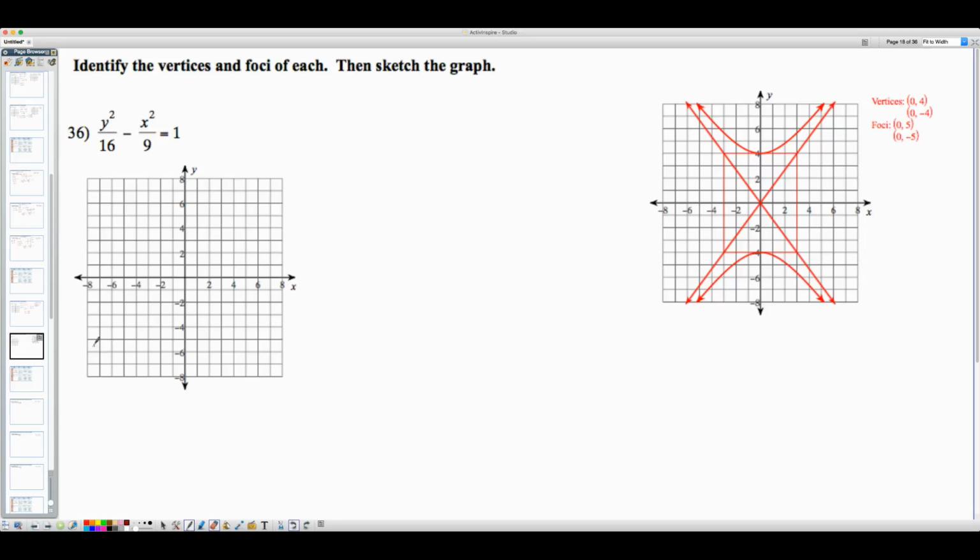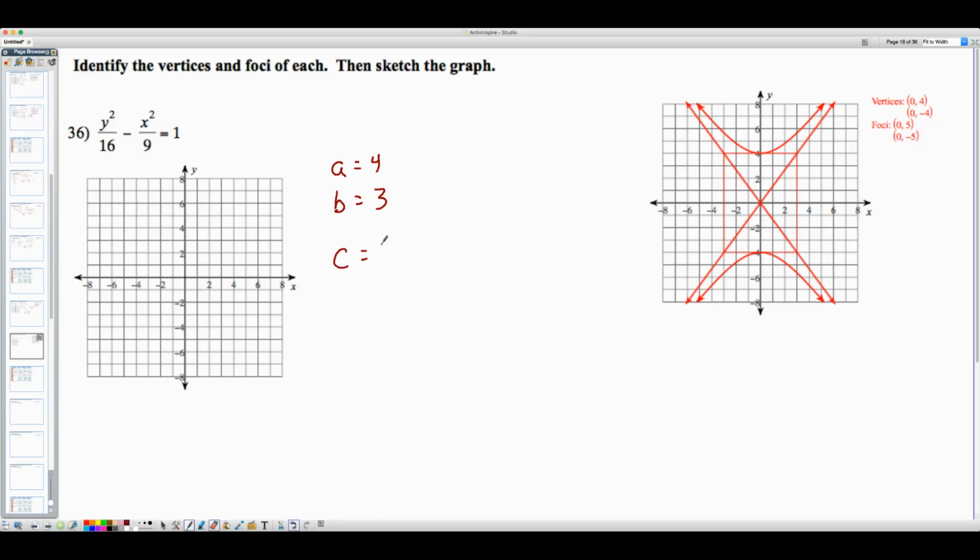Again, it's a hyperbola. I've got a minus sign in between. I've got the y, so I know this is opening up and down. My a value is equal to 4. My b value is equal to 3. What was I thinking? 3. And c value is equal to 5.